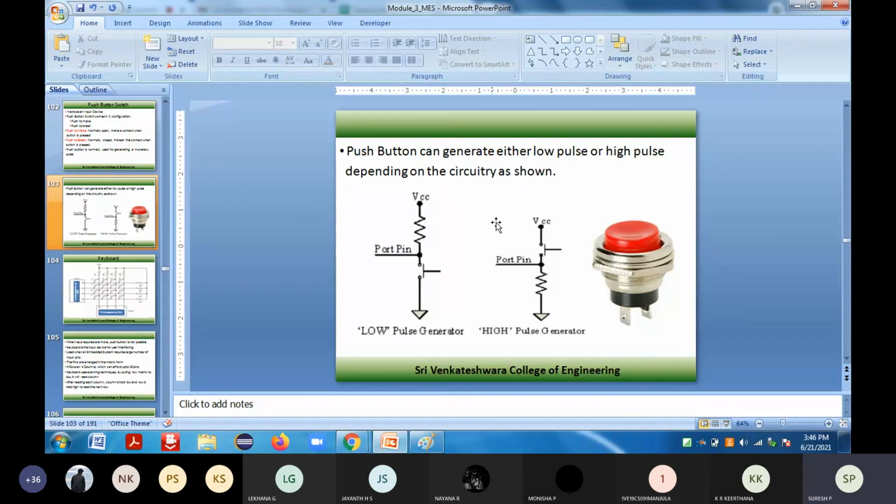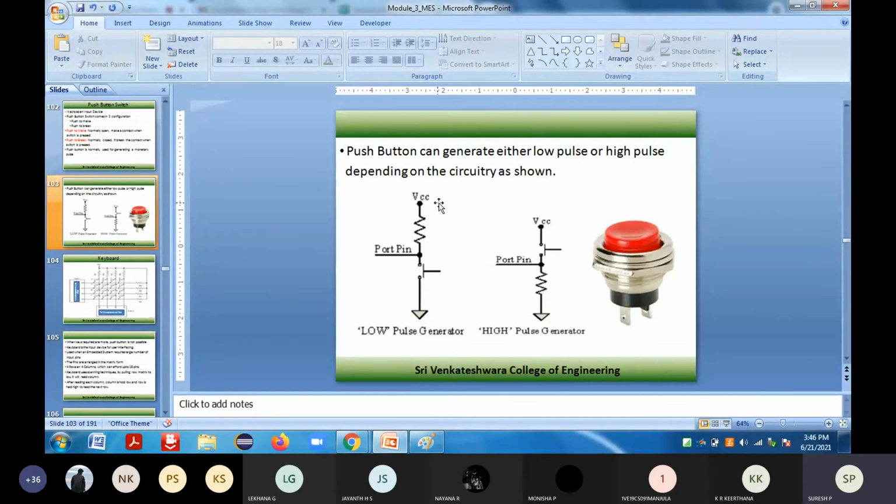This is where your designing of circuits will play an important role. This is typical of your voltage divider bias circuit, right? So this is a voltage divider circuit. The voltage appearing at this particular point will be VCC into the opposite resistance divided by the sum of the resistances. So a push button can generate either a low pulse or a high pulse, depending upon the type of the circuitry.